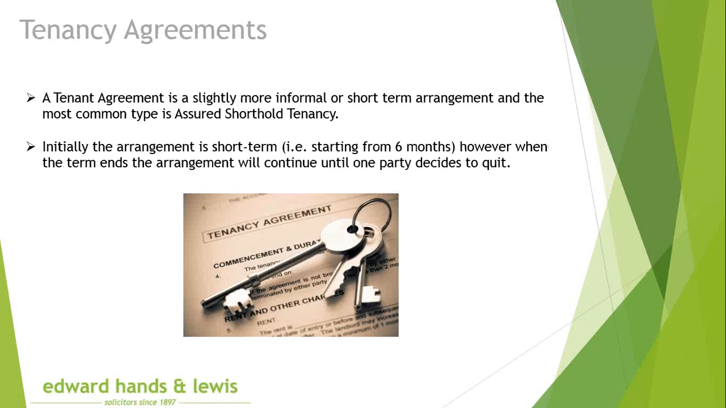So then we come on to tenancy agreements. Now these normally refer to slightly less complex arrangements, and the most common type of tenancy, which I'm sure you'll all have heard of, is an assured shorthold tenancy. We'll call them ASTs for short.